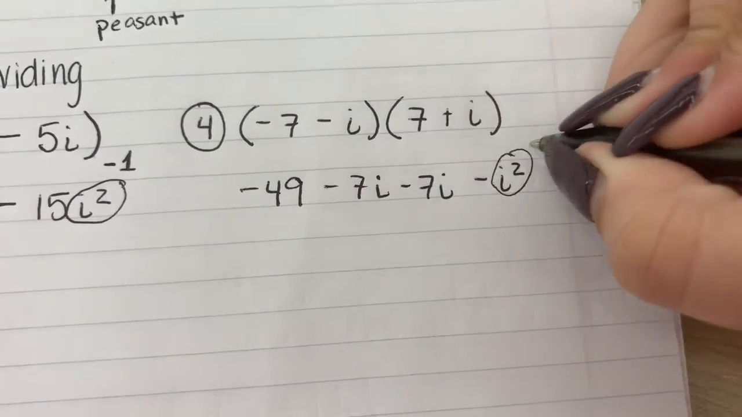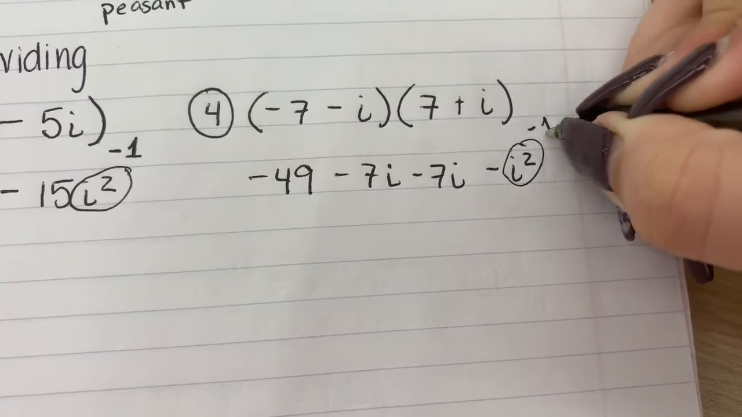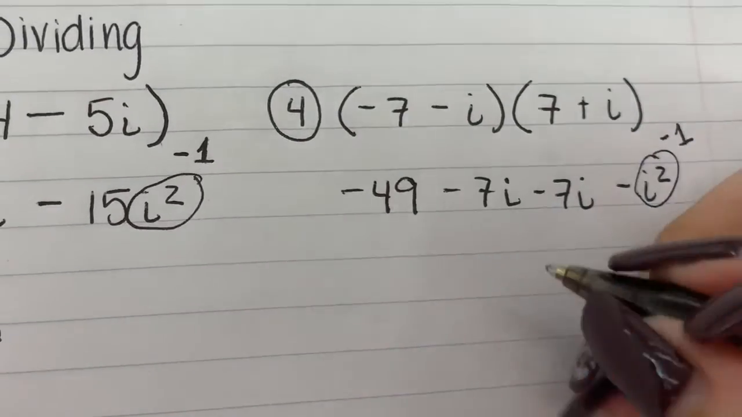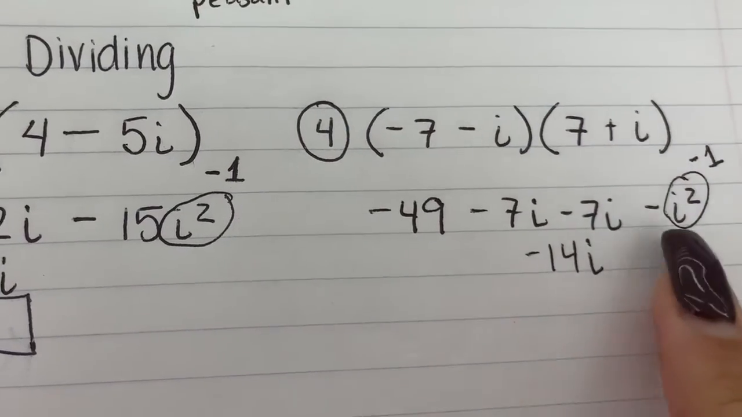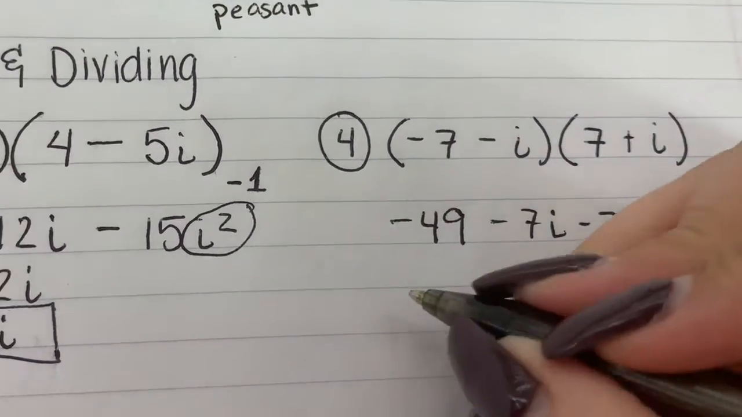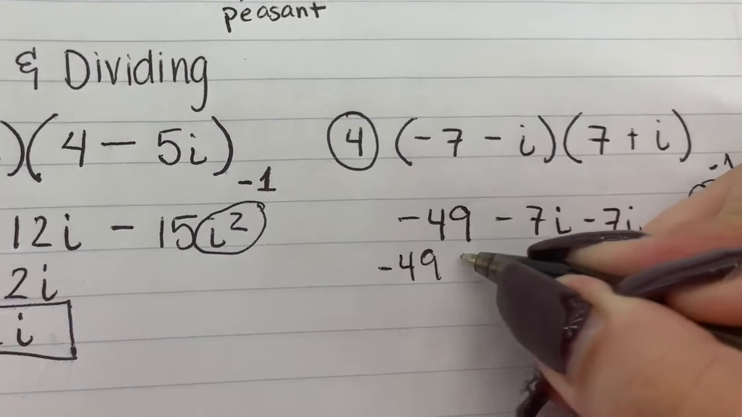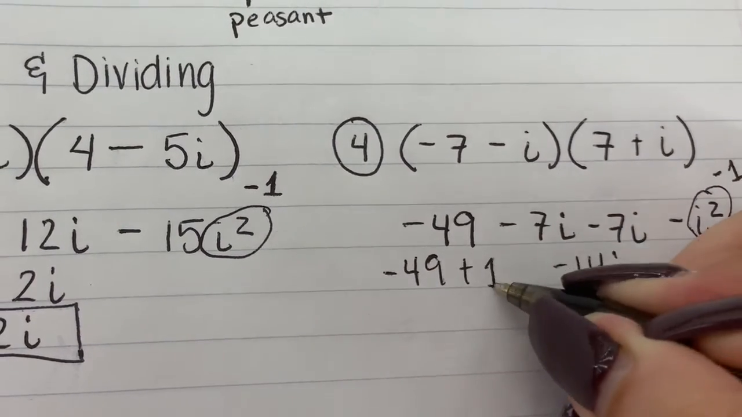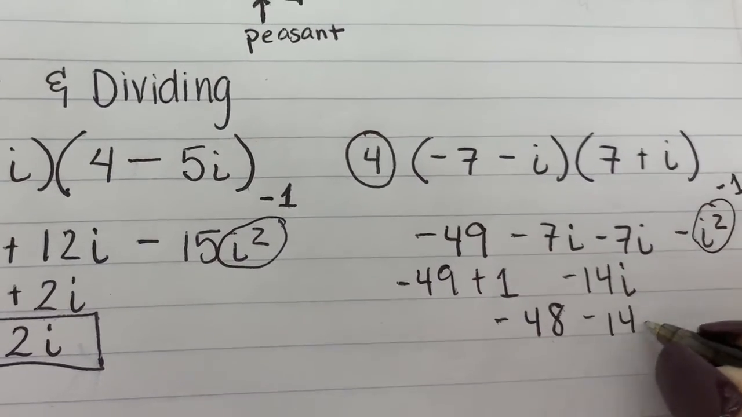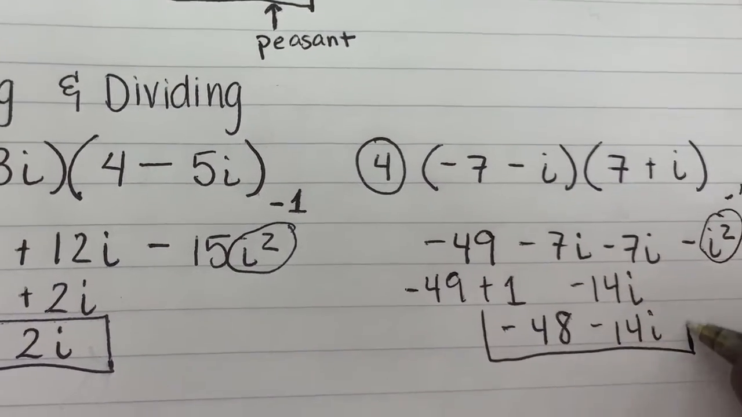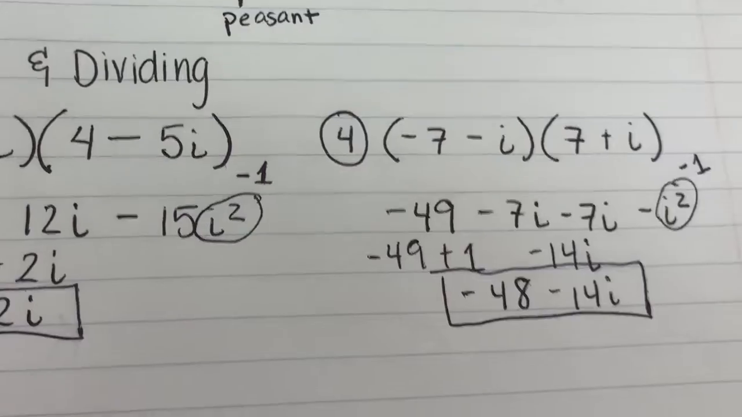Ew, i squared needs to be simplified. Negative 1 is what i squared is equal to. I'm going to simplify the middle there. So negative 7i minus 7i is negative 14i. And this negative 49 plus 1, I also need to simplify, which is going to give me negative 48 minus 14i. Final answer. Real numbers in the front, peasants at the end.